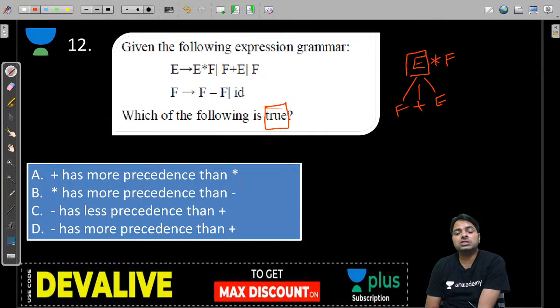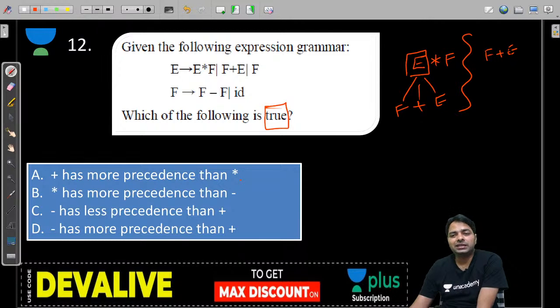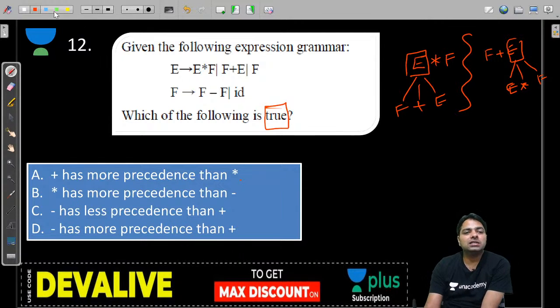But it could be possible that star has more precedence than plus. Then in that case, go to the plus, F plus E. Will you get a star from either left or right? Yes, from E, you can get E star F. One is trying to say plus has more precedence, the other is trying to say star has more precedence. So we can't choose these ambiguous options. There is ambiguity in the answer. So option A you can't choose.